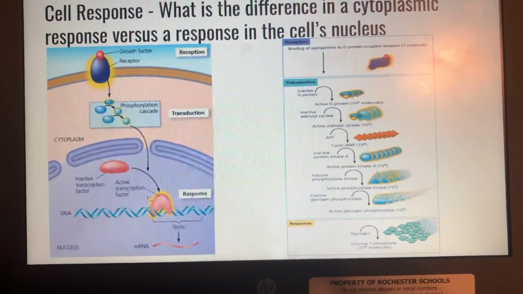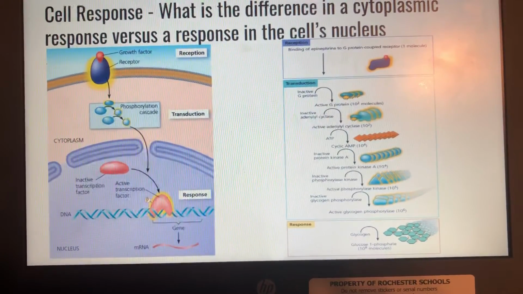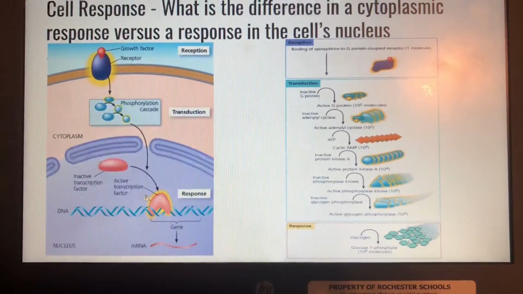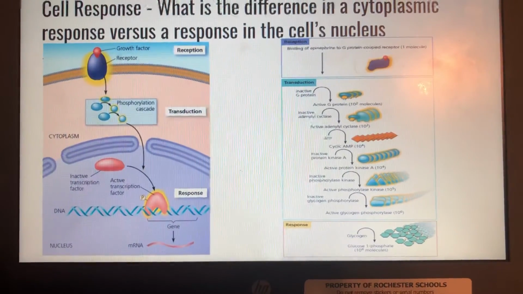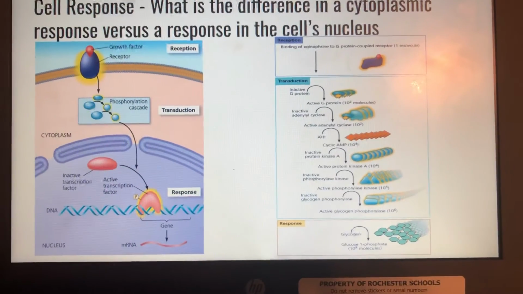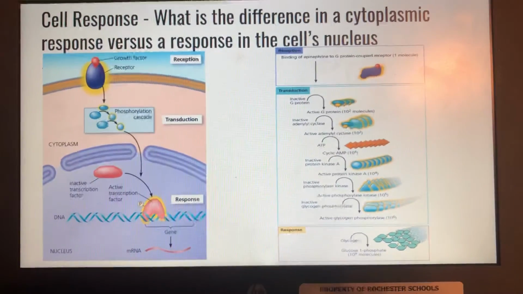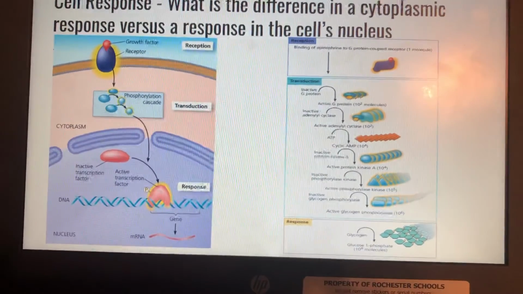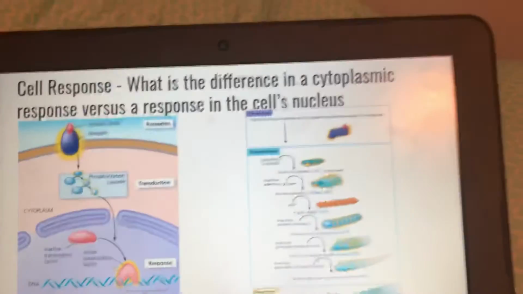Through this, each molecule is activated, the response is amplified, and a subject will return shortly. And that is an example on the left of a cytoplasmic response.